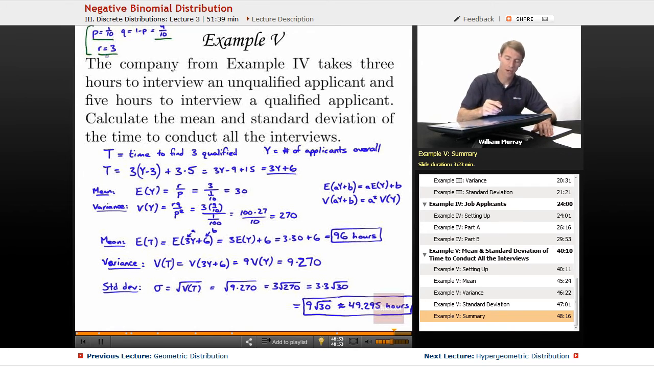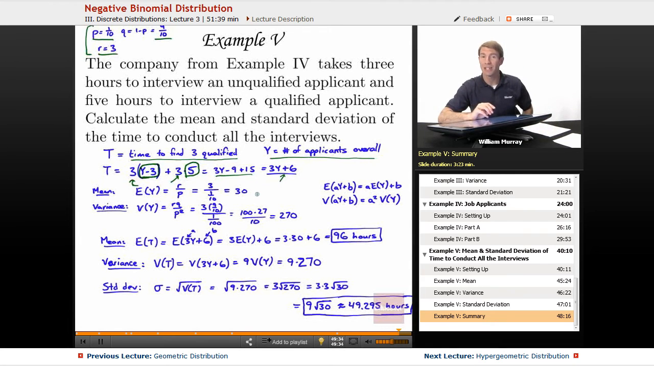Now the tricky part here is to set up an expression for the time to find the 3 qualified people that we're looking for. Well, if y is the total number of people we interview, then 3 of them are qualified. So 3 of them are going to get that full 5-hour interview. That's where that 3 came from. And then all the rest of the people are unqualified. So y minus 3 people are left over, and they're going to get the shorter 3-hour interview before we realize that they're unqualified. And if you simplify the arithmetic, it simplifies down to 3y plus 6.